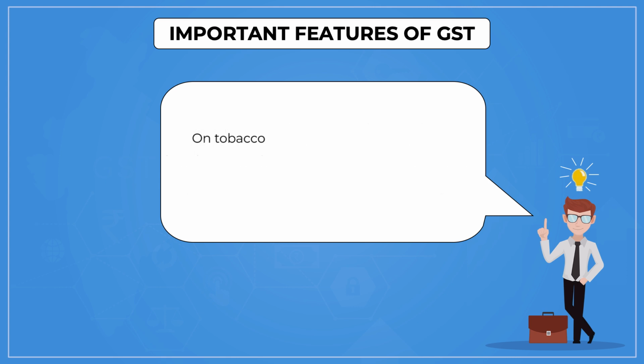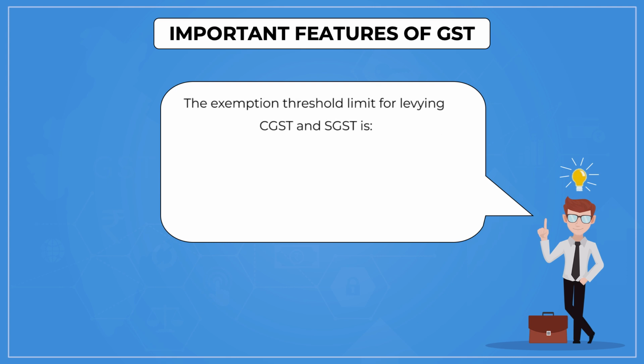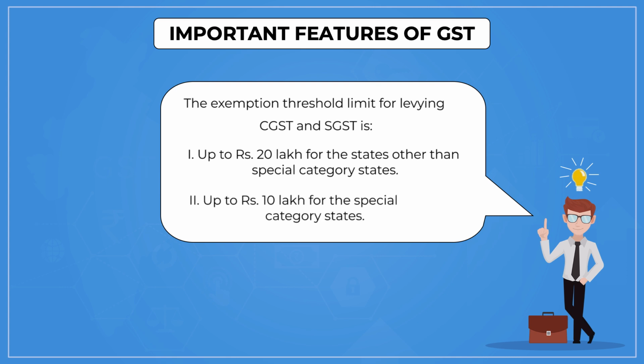On tobacco, excise duties are still being levied, but it is also subject to GST, and for the time being compensation cess is being levied. The exemption threshold limit for levying CGST and SGST is up to rupees 20 lakh for the states other than special category states, and up to rupees 10 lakh for the special category states.